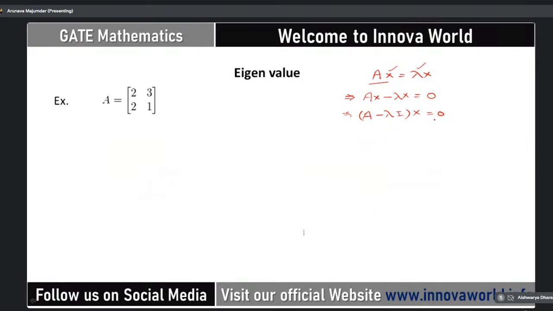How can I write this equation? Since x is a vector and A is a matrix, we are operating on the matrix and on the vectors, and only lambda is the scalar quantity. So x can be taken outside, but lambda cannot be left alone because we are working on the matrix. So it will be lambda into I. What is I? I is the identity matrix.